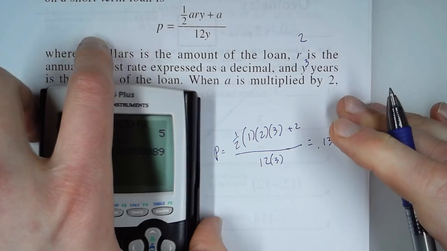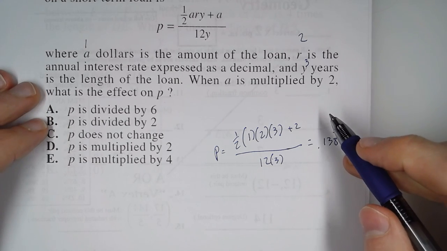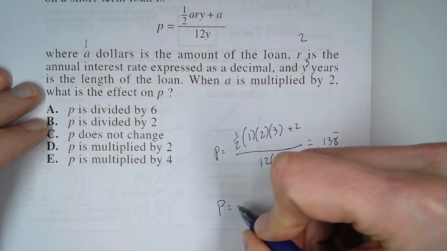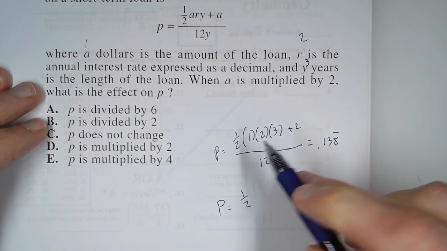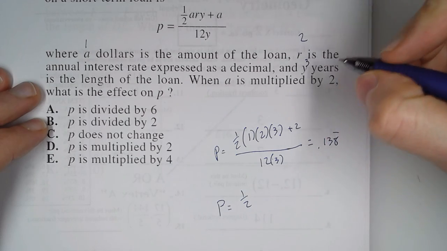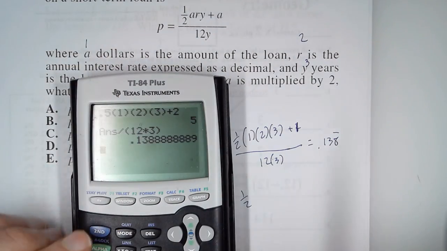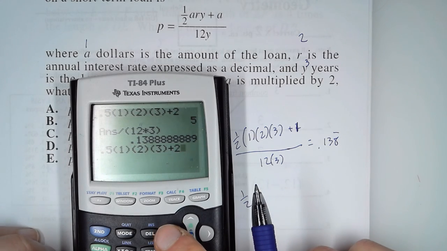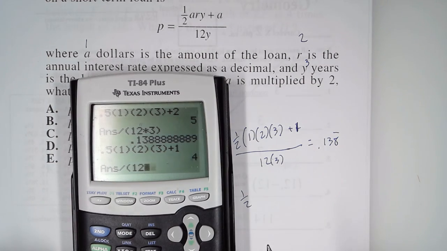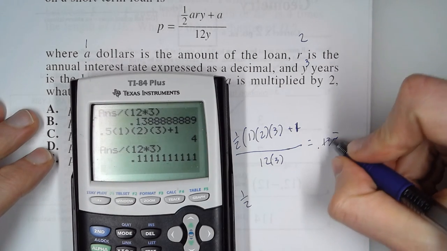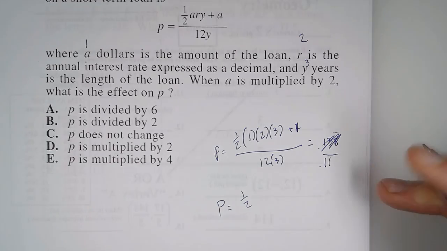Okay. So now the question is, when A is multiplied by 2, what is its effect on P? Well, now, instead of plugging in 1 for A, whoops, I made a mistake. That shouldn't be 2. That should be 1. Let's see if that makes things a little bit nicer. Eh. 0.1 repeating. We can still work this.